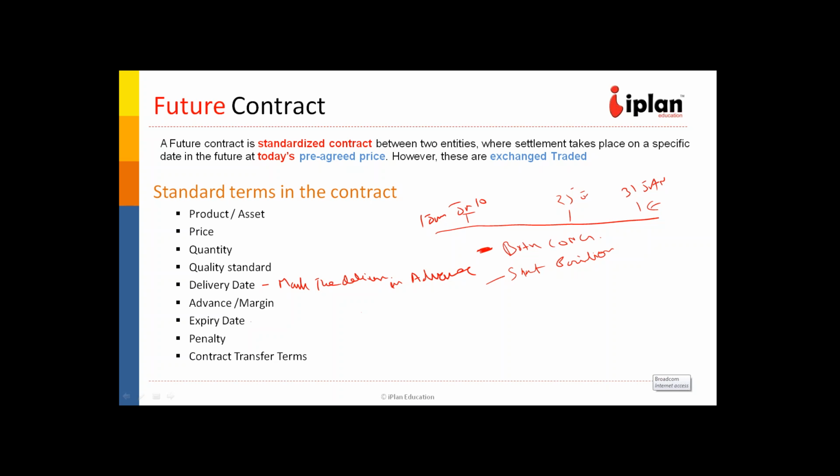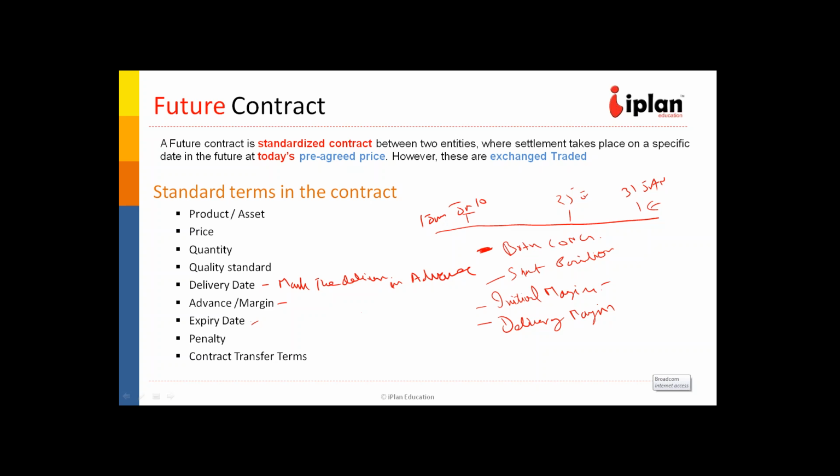Now, there are two kinds of margins in futures contract trading. One is called initial margin. That is at the time of getting into the contract. And another is, let's say, delivery margin. We have far more other margins, you'll understand. So initial margin is basically, if you want to buy a contract, you have to pay this much. And delivery margin is like, if you want to get the delivery of the entire lot, then you have to pay this much money. So this is advance margin and delivery. Okay, expiry date we understand.